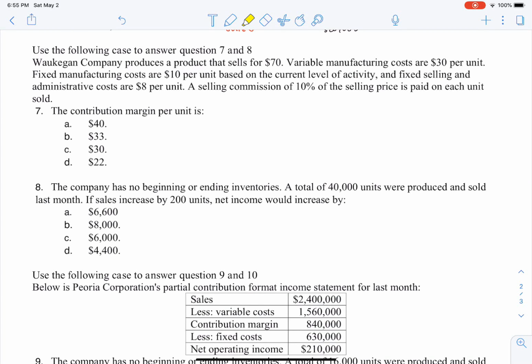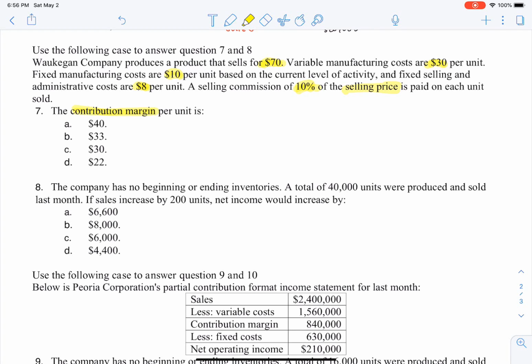So the company produced a product that sells for $70, and variable manufacturing costs are $30 per unit. Fixed manufacturing costs are $10 per unit. Based on the current level of activity, the fixed selling and administrative costs are $8 per unit. A selling commission of 10% of the selling price is paid on each unit. So for number 7, we have to look for the contribution margin.